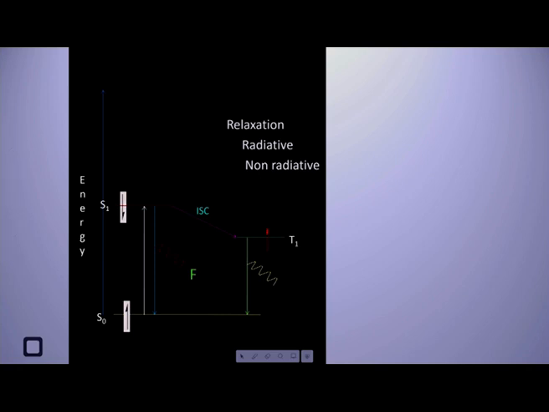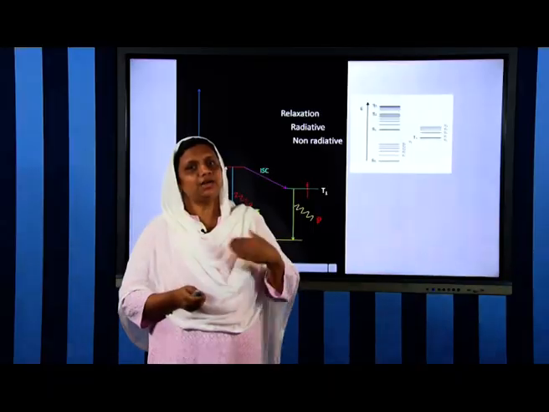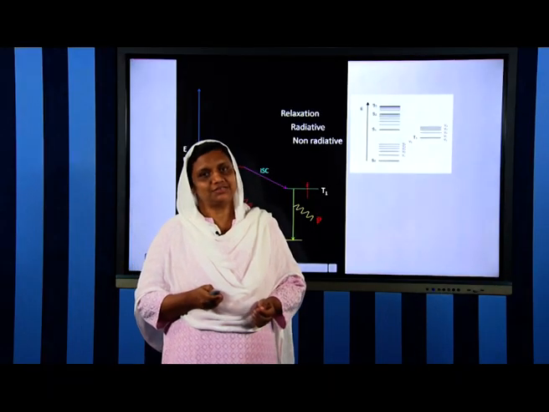If that happens, that is from the higher excited triplet state to the singlet ground state, then it is called phosphorescence, which is a radiative relaxation. Now, there are other non-radiative relaxations.